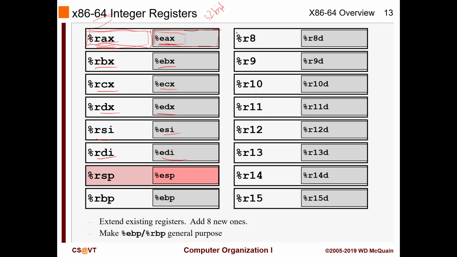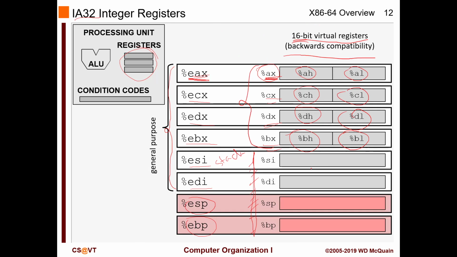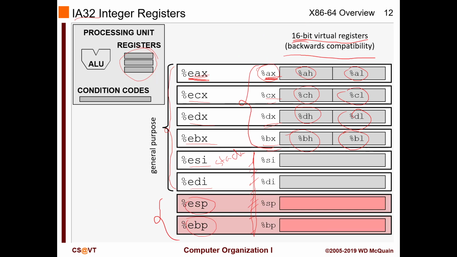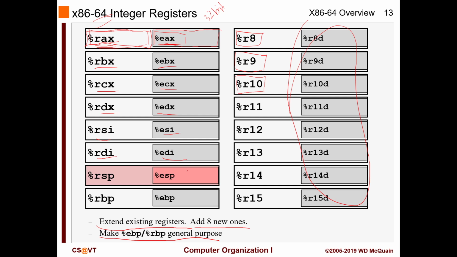And they added more registers, R8, R9, R10, and so on. These weren't in the 32-bit. As you can see over here, they are non-existent. They extended the existing registers and added 8 new ones, and they made them general purpose. In the previous slide you saw that they weren't general purpose, right? But from now on they are also considered general purpose.